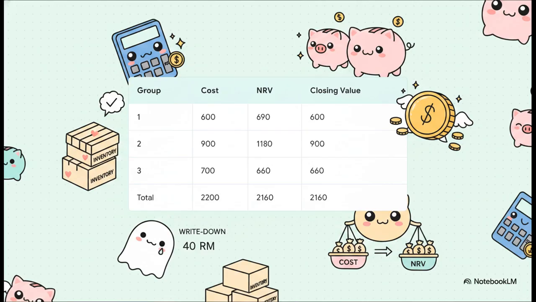But then we hit Group 3. The cost is 700, but the NRV has dropped to 660. Because 660 is lower, our closing value must be 660. This forces us to recognize a write-down of 40 ringgit. So overall, our total inventory is valued at 2,160.